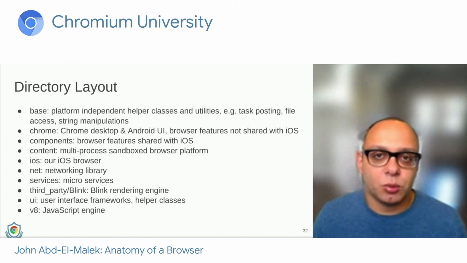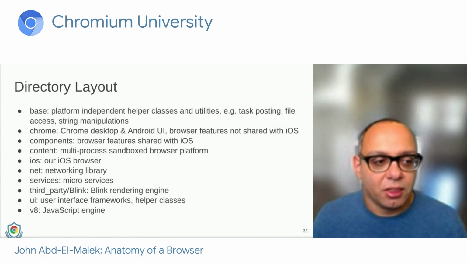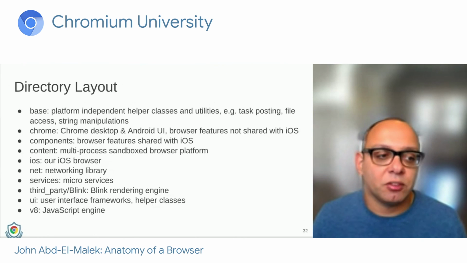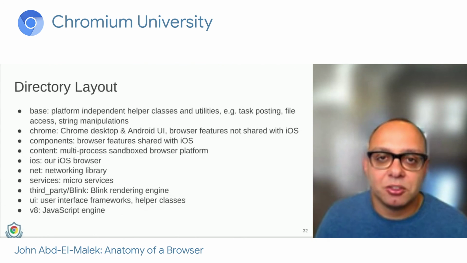Services is where our microservices live. Third-party Blink is our rendering engine. UI is a lot of our helpers for drawing user interfaces on different platforms. And V8 is our JavaScript engine.